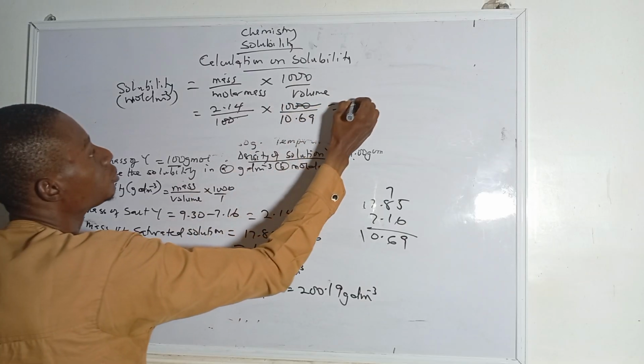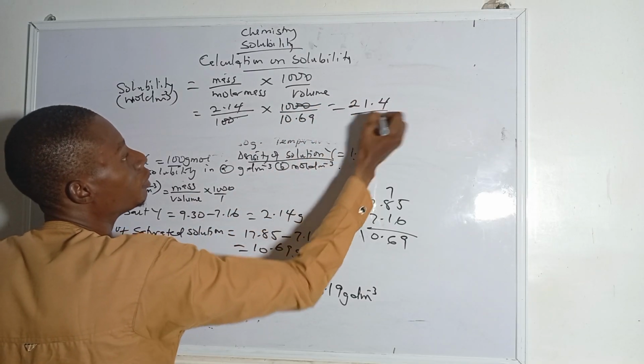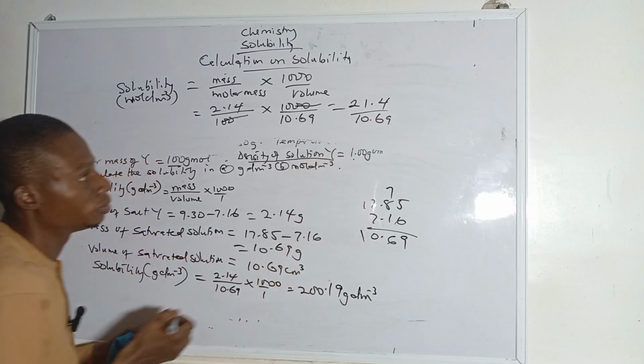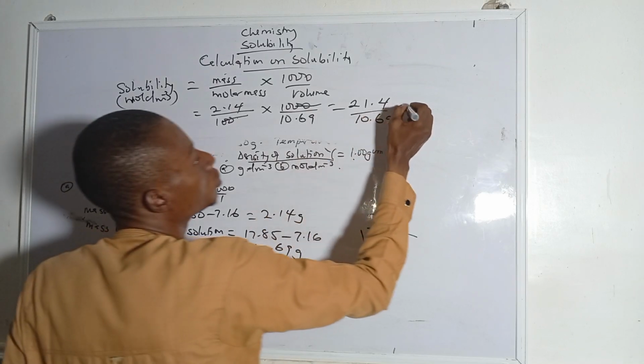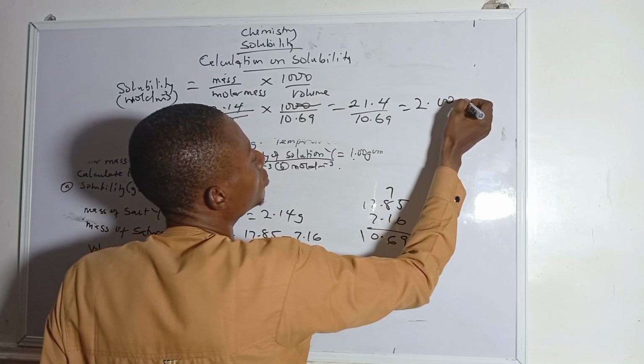So this one now, we cancel this one. It will remain 21.4 over 10.69. So we can use the calculator to get that answer, 2.00 mole per dm cube.